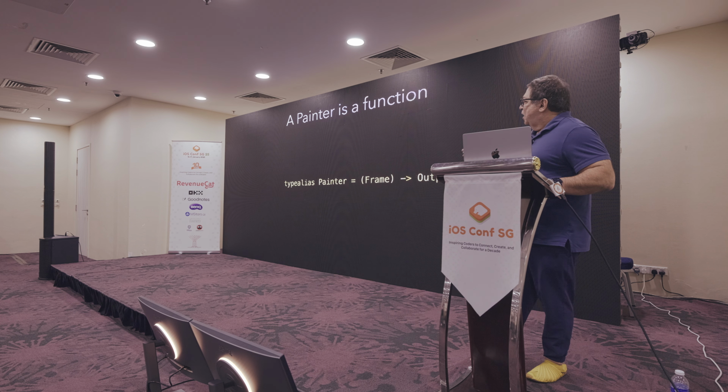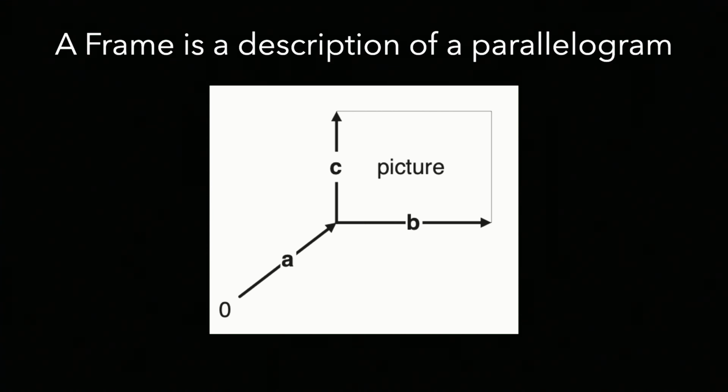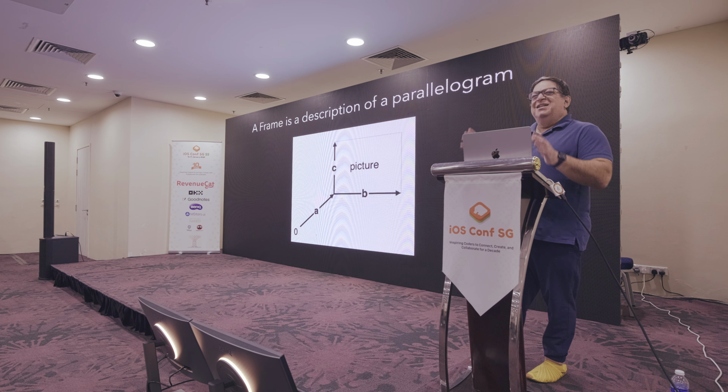And they start by saying, a painter is a function. You give me a frame, and I'll produce some output. It's a way of drawing shapes. And this is how they described a frame. The origin is somewhere, and then there's something that defines the bottom and something that defines the side. And it didn't even have to be a rectangle. It could be a parallelogram. I'm going to restrict this to be a rectangle, just because. It doesn't have to be parallel to the axes, but it is a rectangle.